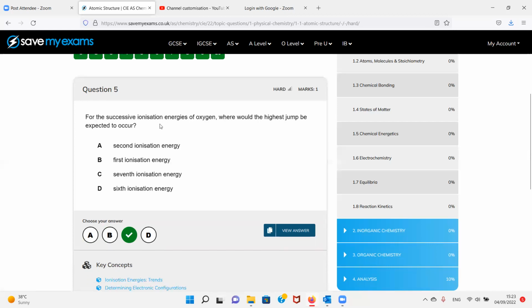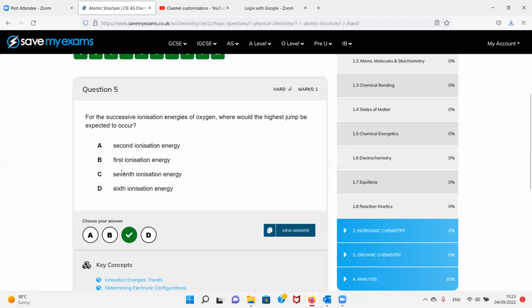The successive ionization energy of oxygen would be the highest jump expected to occur. So second ionization energy, first ionization energy, seventh ionization energy, sixth ionization energy.